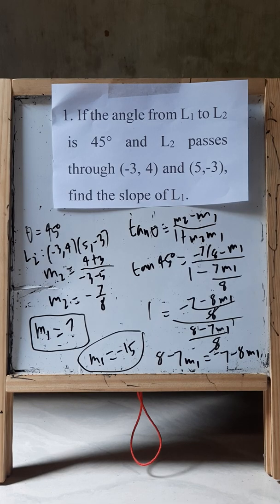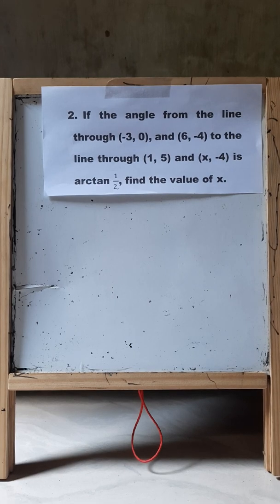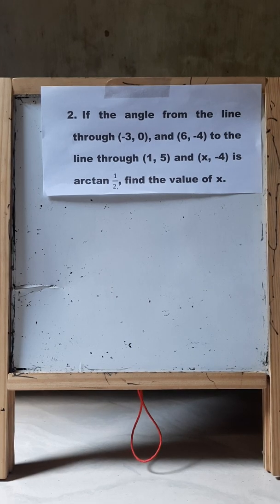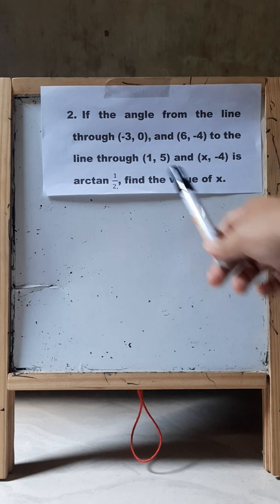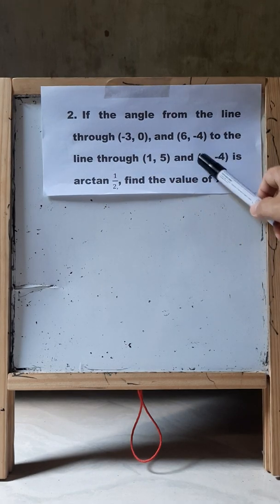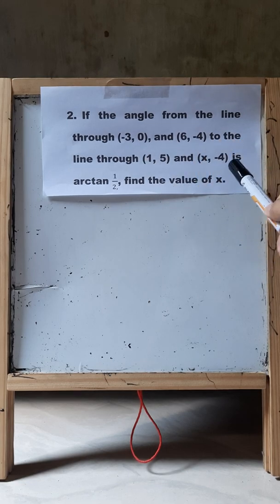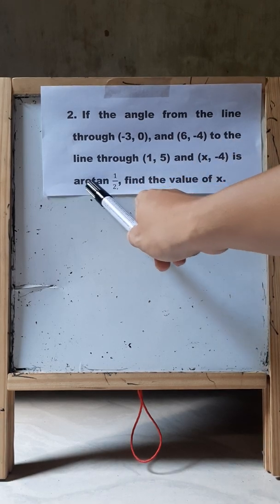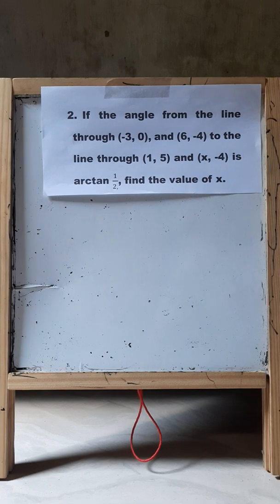Let's proceed to our next example, number 2. For problem number 2, if the angle from the line through negative 3, 0 and 6, negative 4 to the line through 1, 5 and x, negative 4 is arctan 1/2, find the value of x. There are two lines involved here again. This is line 1 and line 2. But there is a missing coordinate here, which is x, negative 4 from line 2. And given here, arctan is equal to 1/2.